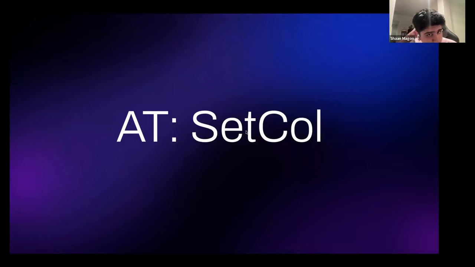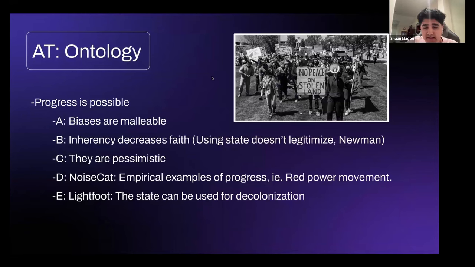Now I'm gonna go over how to respond to that call. First thing, generally, you should respond to each argument and each type of argument that's made. You want to cover your ground, but I'll explain which arguments I think are the most important. So starting with ontology, the main response here is that progress is possible. Specifically, progress to the state is possible.